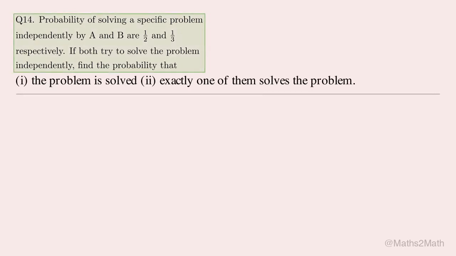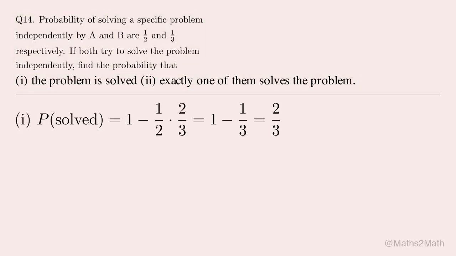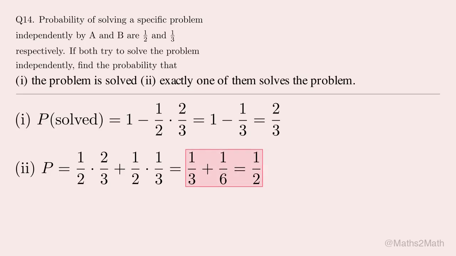Question 14. 2 independent solvers on one problem. Solved means not both fail. Part 1. Both fail with probability a half times 2/3, 1/3, so the problem is solved with probability 2/3. Part 2, exactly 1. A alone is a half times 2/3, B alone is a half times a third. The sum is a half.